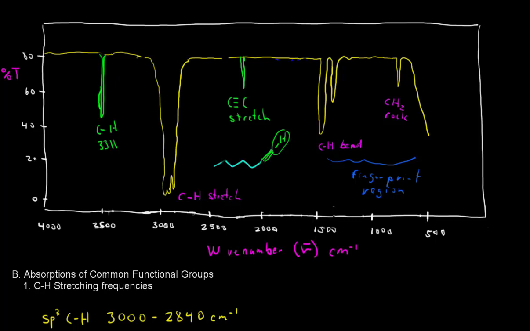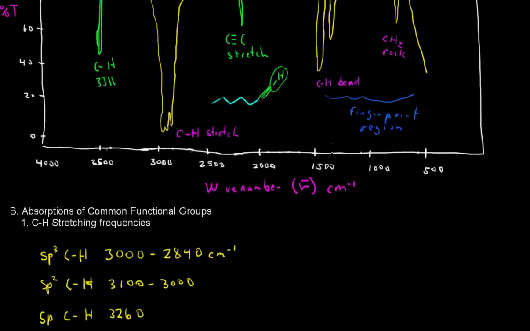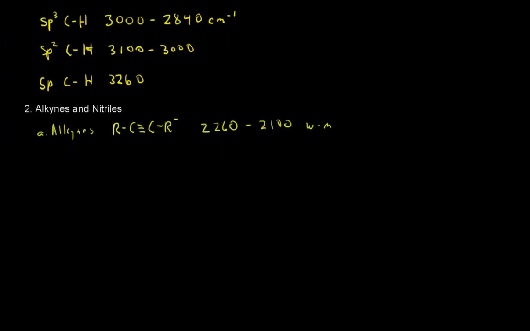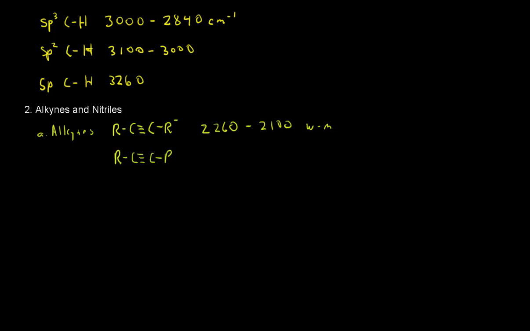And of course, recall from earlier that the intensity is a function of how polar the bond is, unless you have a whole lot of one type of bond, as we're seeing with these CH bonds. One more thing I should reinforce about the alkynes is that symmetrical alkynes are not IR active.